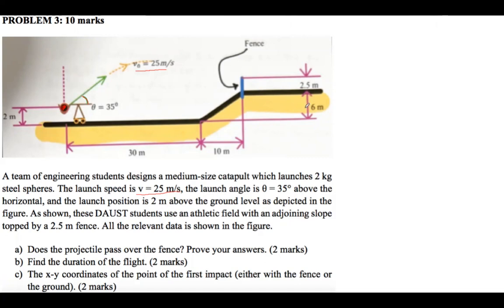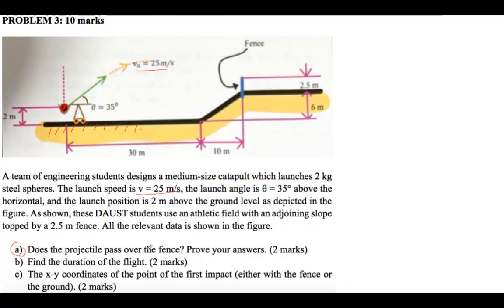Now in this setup here, this is 2 meters from the ground. The ground is here. This is 2 meters from the ground. And here I have a fence, and the height of the fence is 2.5 meters. All the relevant data is shown in the figure, so look at the figure carefully and answer the first question. Does the projectile pass over the fence? Prove your answer. This is straightforward.